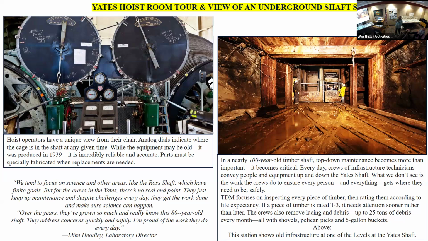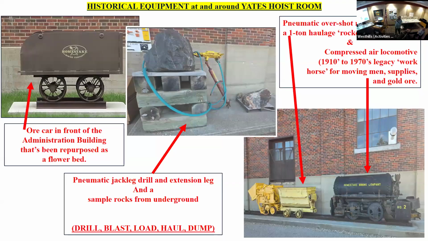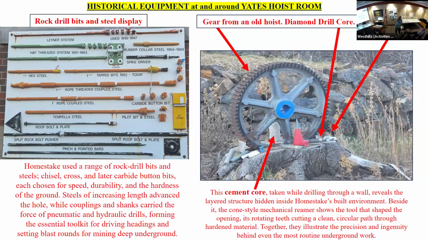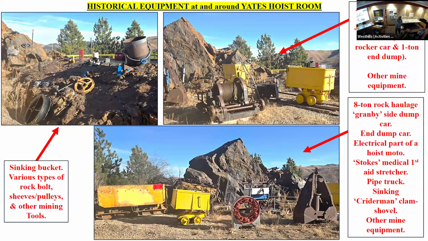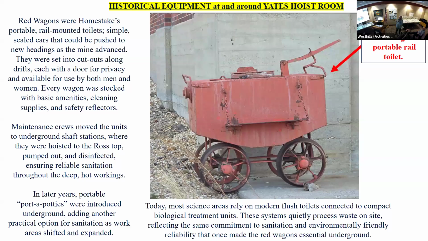And I made one picture of one of the levels at the Yates right after we re-entered. Again, more displays, a rock drill machine, a cart, and behind the hoist room, the tour goes around and looks at a lot of displays, and they're explained as well, different pieces of mining equipment, each with their own history and story.